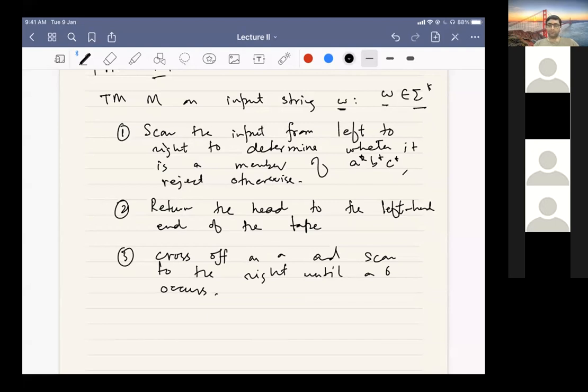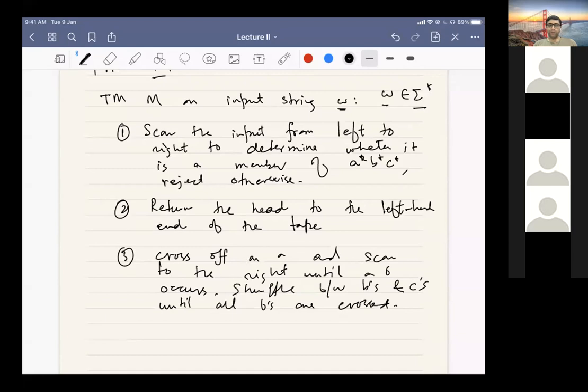When the B is found, we need to shuffle between B's and C's. Shuffle B's and C's, and every time we see a B, we cross it, then we move to the right, and we have to find a C. Once we find a C, we cross it, we come back, find a B, cross it, then go right, find a C, cross it. Keep crossing B's and C's until all B's are crossed. Once all B's are crossed, what do we need to do?